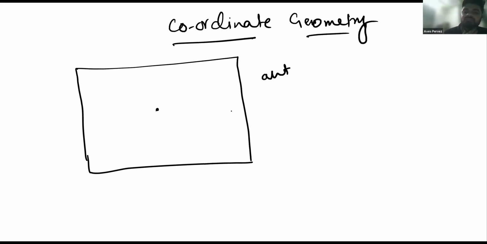Which generally travels along the sides. Okay, so it needs to go to this point. So what it will do is travel along this axis first, along this axis and this axis, or it can travel like this and this. Okay, or let me explain.